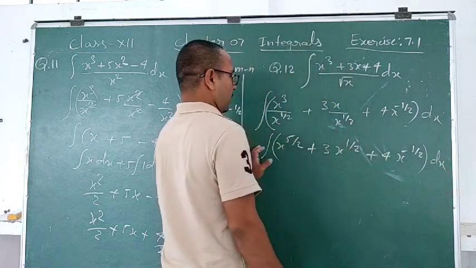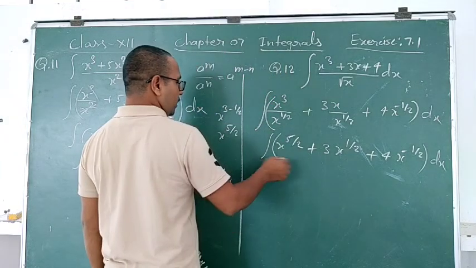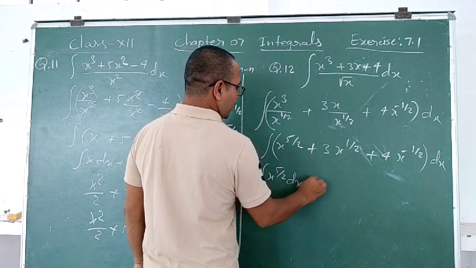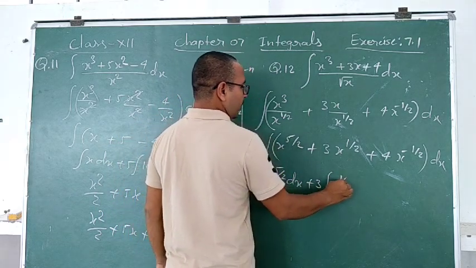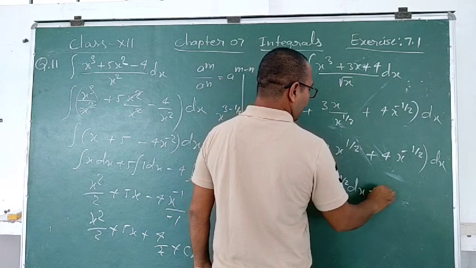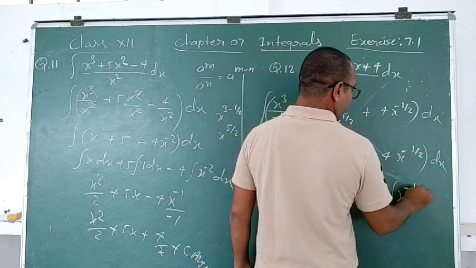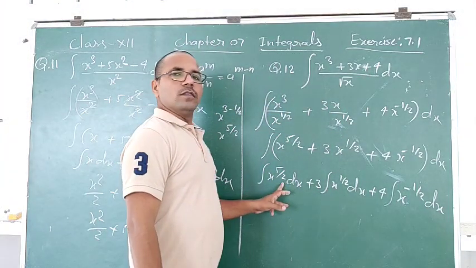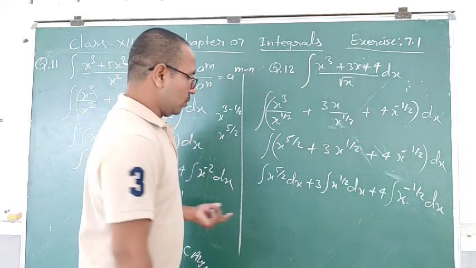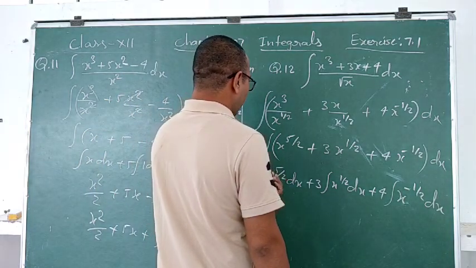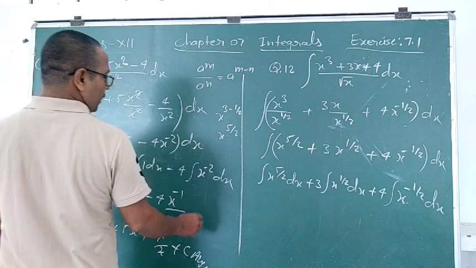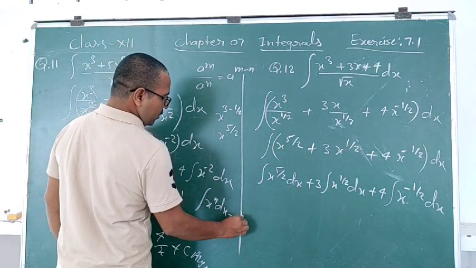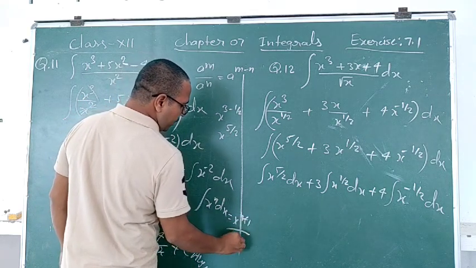So now students, multiply each and everything with the integral along with dx. So integral x to the power 5 by 2 dx plus 3 integral x to the power 1 by 2 dx plus 4 integral x to the power minus 1 by 2 dx. So for x to the power 5 by 2, just use the integral here. Use the formula: the integral of x to the power n dx will give you x to the power n plus 1 upon n plus 1.